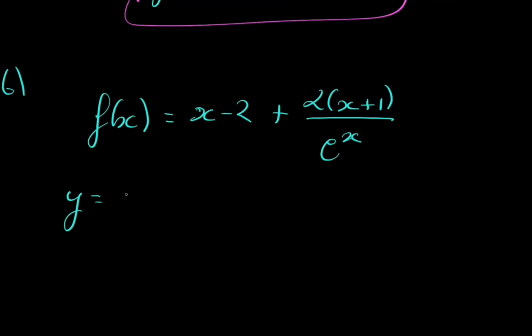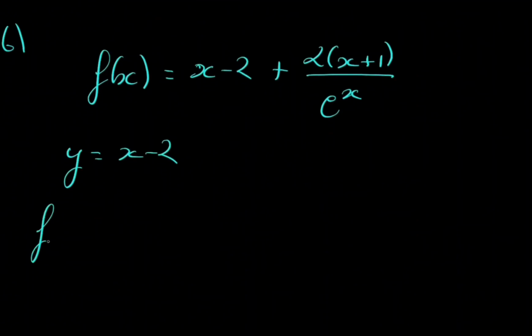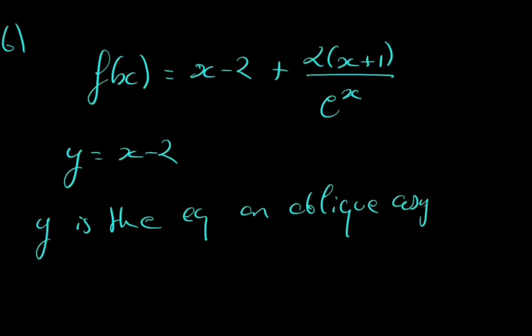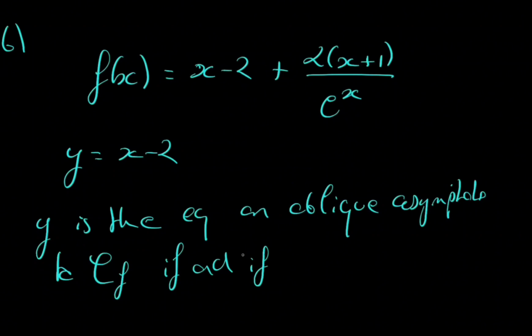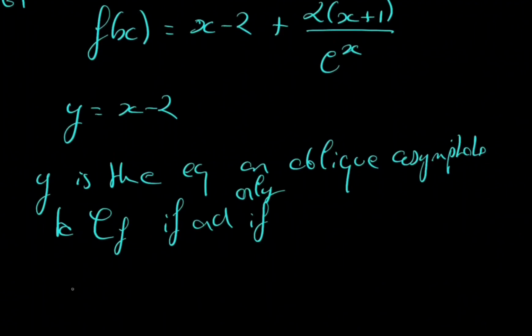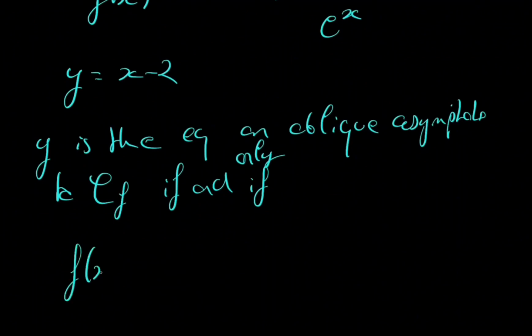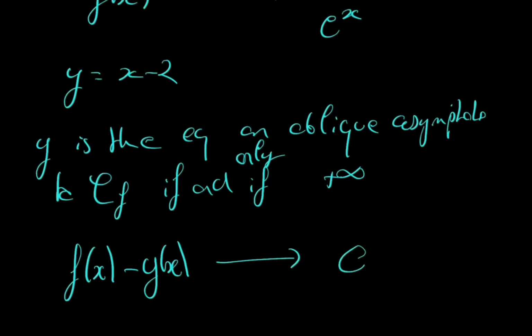So y is equal to x minus 2. y is the equation of an oblique asymptote to C if and only if f of x minus y of x tends to 0 when x tends to plus infinity.